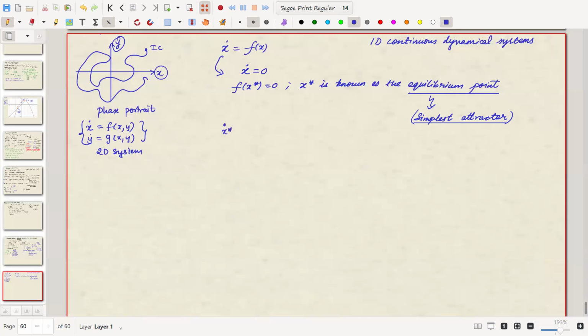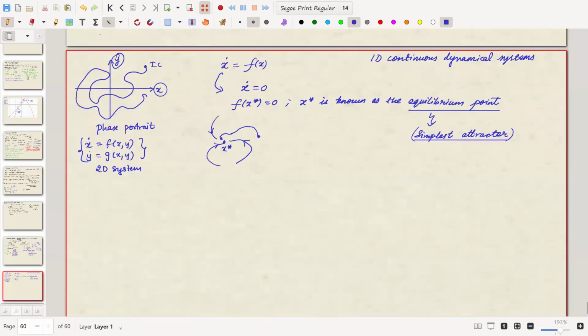Here is your x star. Then all of your nearby trajectories will approach this fixed point, the equilibrium point. So you can see this is a stable equilibrium point, isn't it? And this is the simplest attractor possible. Why are we calling it an attractor? Because nearby points, any point you take, are getting attracted to the equilibrium point here.